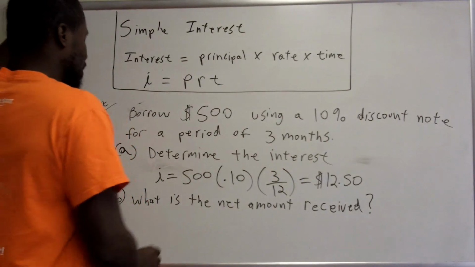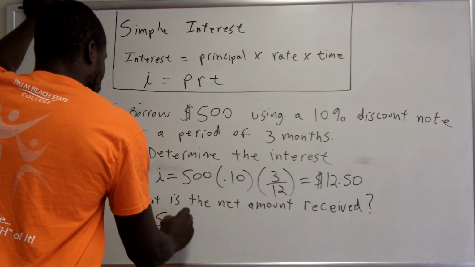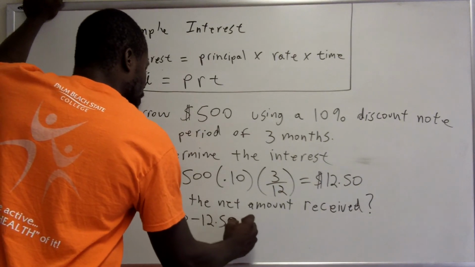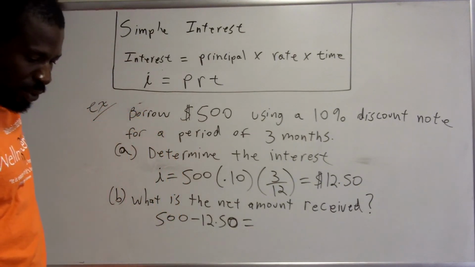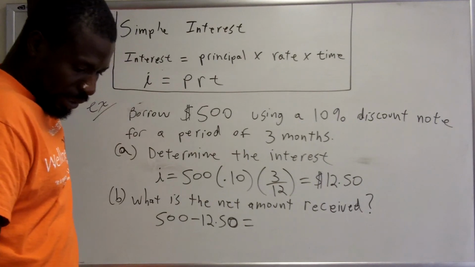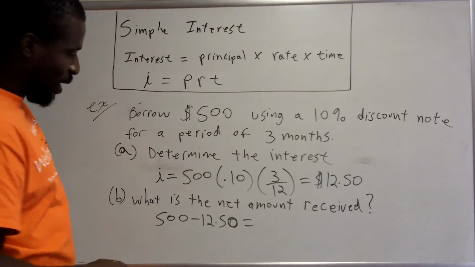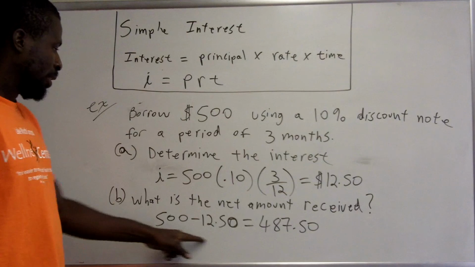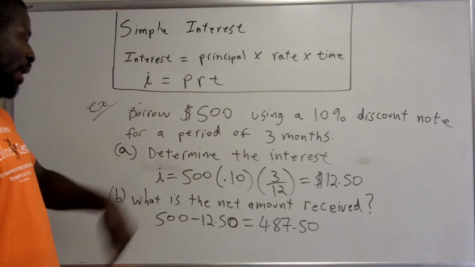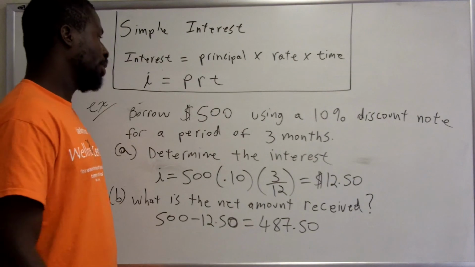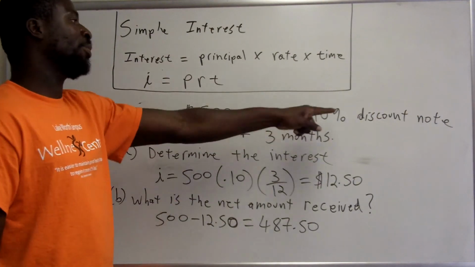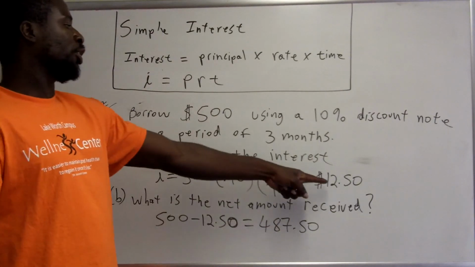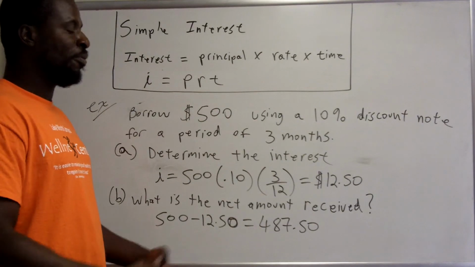Well, in this case, since you borrow $500, but you had to immediately pay $12.50, the amount that you actually receive is the difference of the two, and the difference of the two is $487.50. That's the amount that you're actually going to get from the bank. So you're getting a $500 loan, but it's at a 10% discount. So you're actually only going to be given $487.50 because you're charged the $12.50 of interest up front.